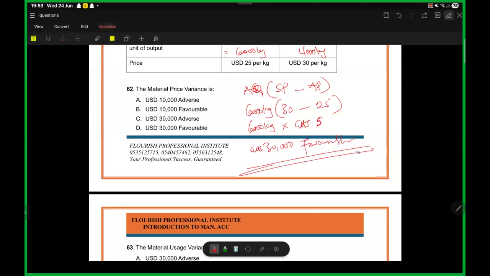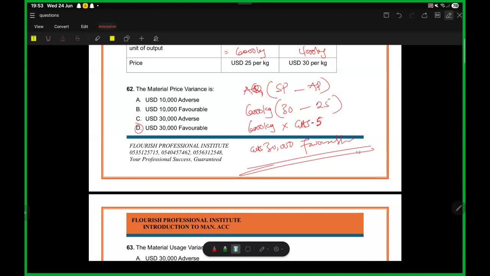Then you go and check. 30,000 favorable is option what? D. It's so simple. Where if you subtract the bracket and you get negative, you won't put the negative, but you will just call it adverse.